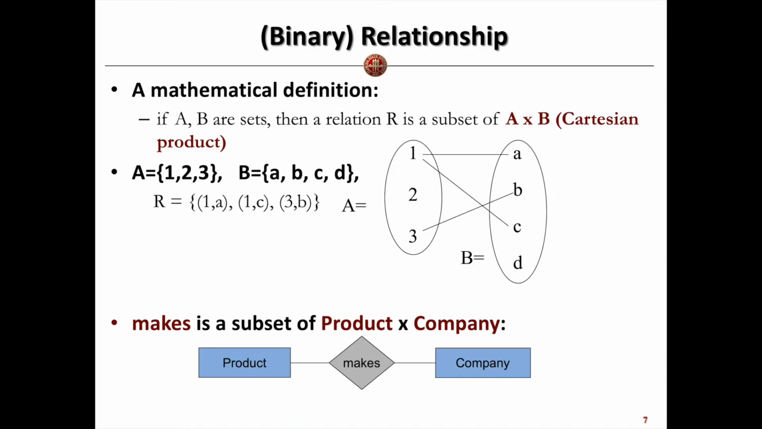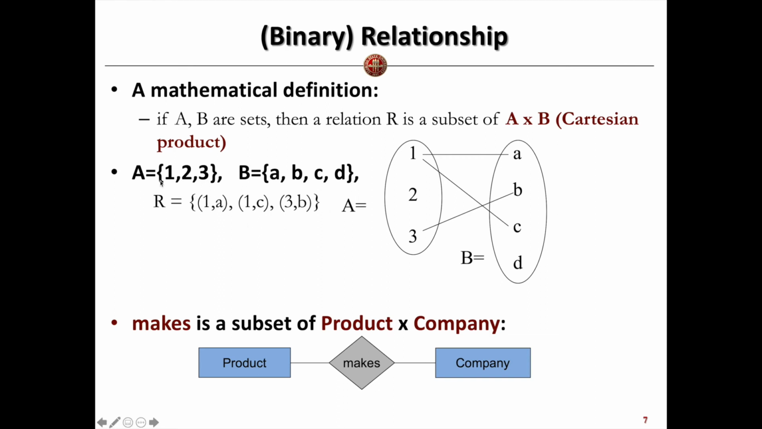Okay, so welcome back to the slides. In this page, we show the definition as well as some examples of relationships we can define in our database systems. We can define the mathematical definition as follows. If A, B are two sets, then a relationship R is a subset of A times B. We also have an example shown here.